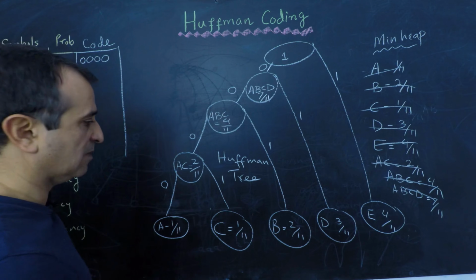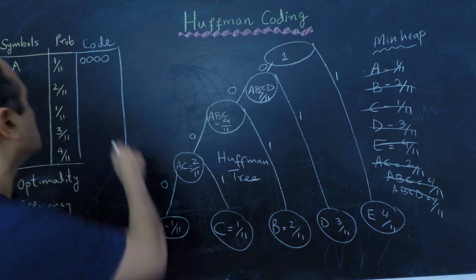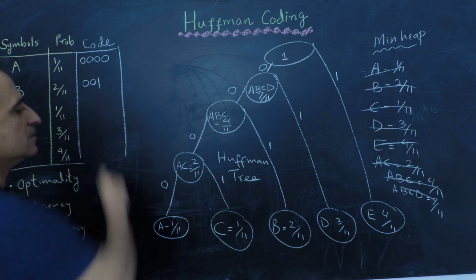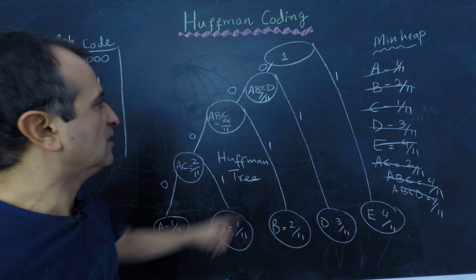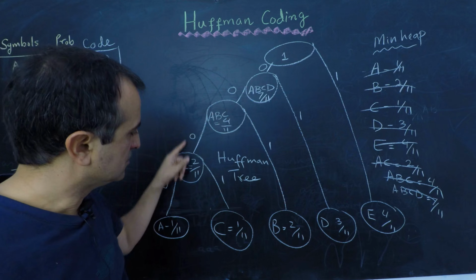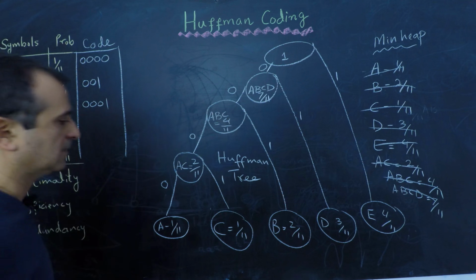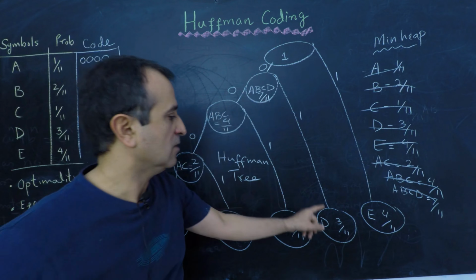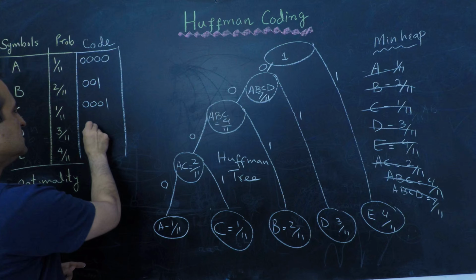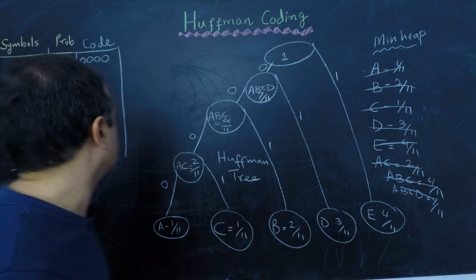Now the code for symbol B will be 0, 0, 1. The code for symbol C will be 0, 0, 0, 1. The code for symbol D will be 0, 1. The code for symbol E will be 1.